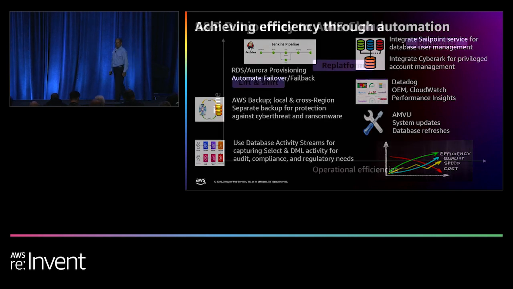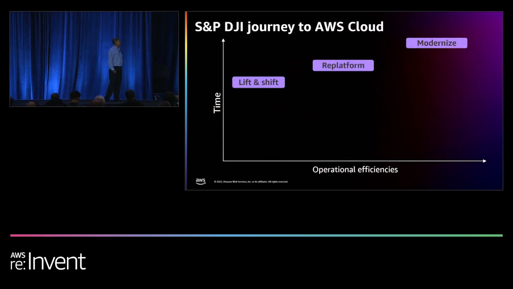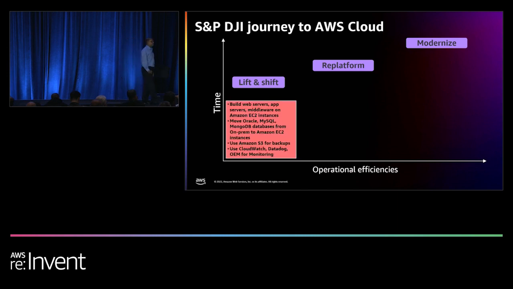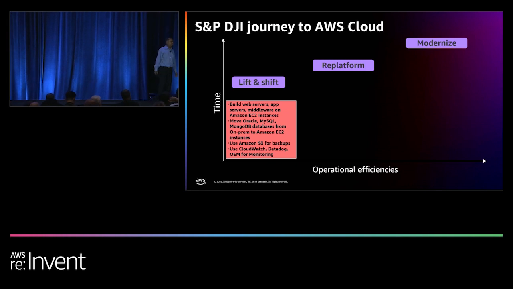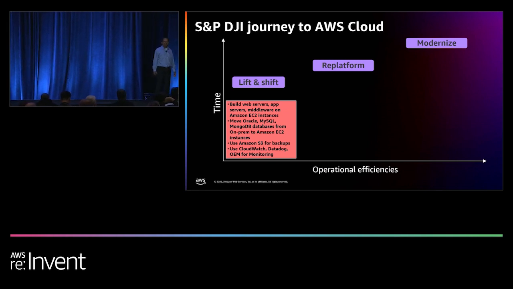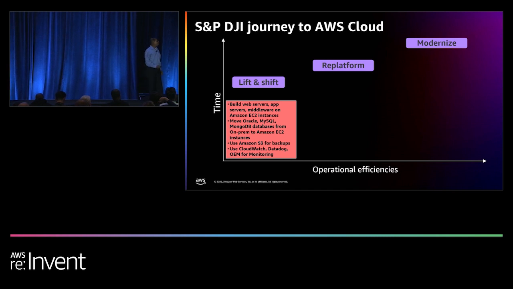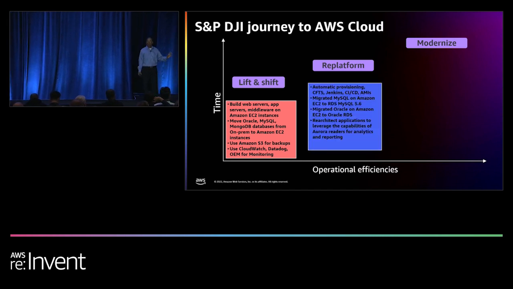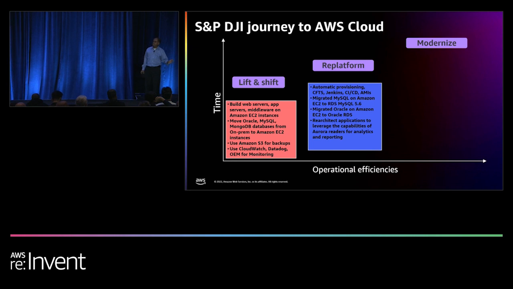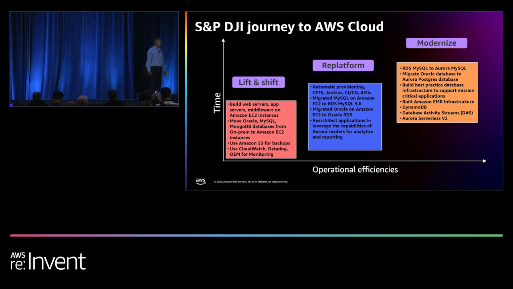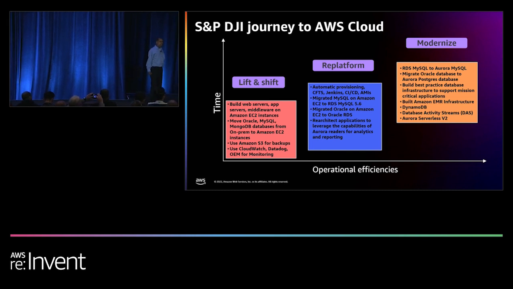So in summary, this is our journey. We did the lift and shift in the beginning, where we migrated our infrastructure from on-prem into the cloud, used as a platform as a service. Then we moved to replatform, using some of the managed service capabilities in RDS and Aurora. And finally, we modernized our applications using some of the capabilities. Once we were on Aurora, we also started to look at other capabilities like EMR and DynamoDB for some of our applications.